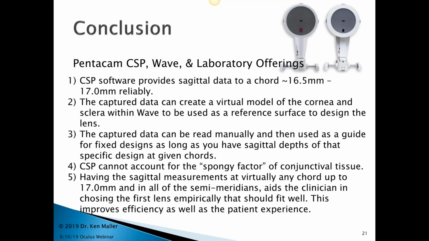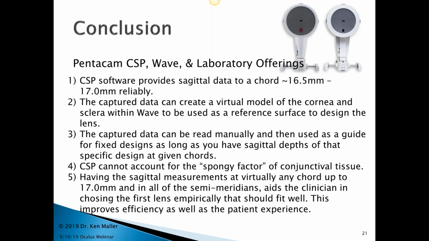What the CSP cannot do is it can't account for the spongy factor of the conjunctival tissue. I didn't really get into that in the Wave screens when I was going through these 3 cases, but some lenses just settle more than others because some conjunctiva seems to be just a little bit spongier than others. And so even with all of this wonderful data, you might have a very, very nice overall relationship in terms of the flange alignment, but you cannot predict exactly how far that lens is going to sink down into the conjunctiva. You have to assess that either at the slit lamp or using OCT, whatever your chosen method is, but you have to assess that once the lens is on the eye.